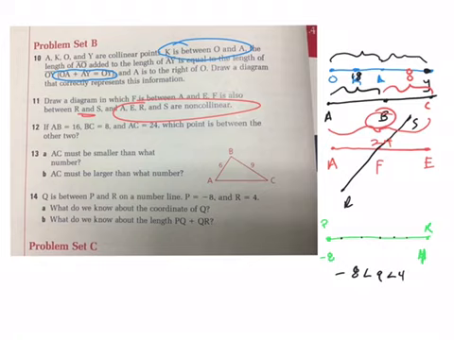Part B, what do we know about the length of PQ and QR? So let's actually put Q on this number line. I will put it close to the middle. I'll call that Q. Well, what we know is that PQ plus QR must equal the entire segment PR. That is what we know.